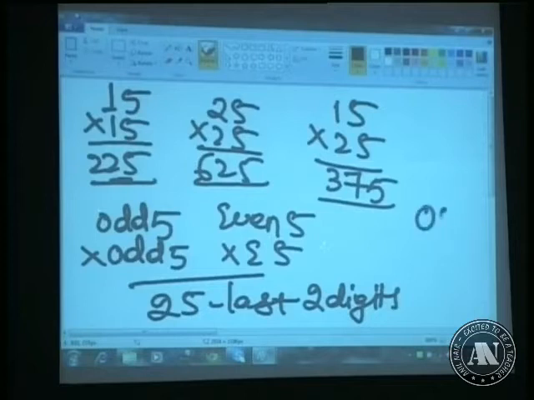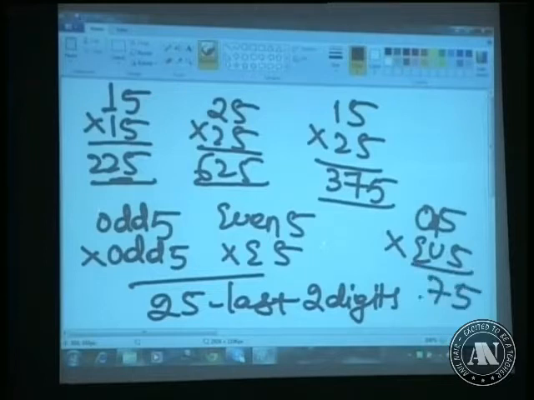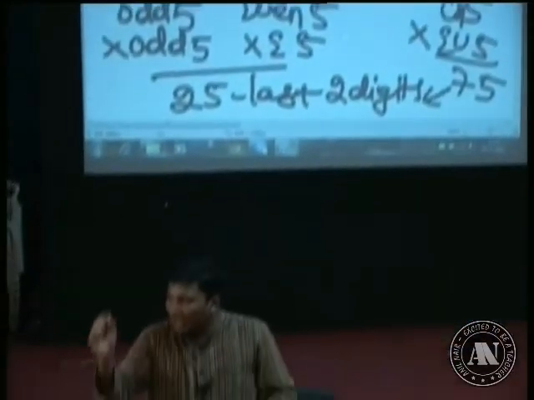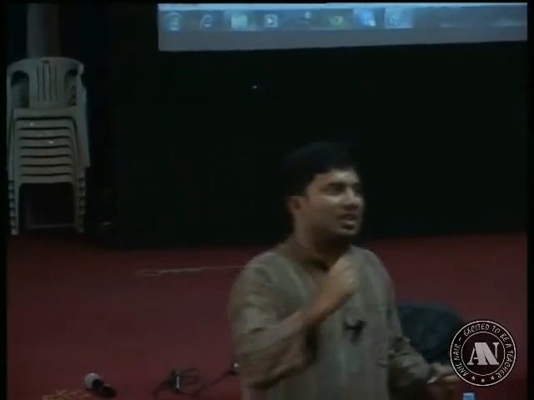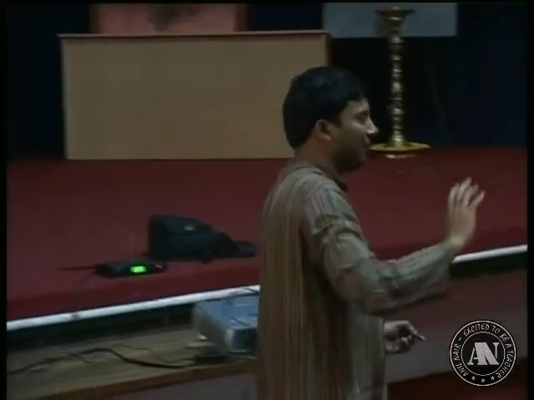When an odd number, 1 is an odd number, not 0, is multiplied into an even 5, what are the last two digits? 75. Please make a note, we will use it. When two odd numbers ending with 5 or two even numbers ending with 5 are multiplied, the last two digits are 25. Other than that case, odd into even or even into odd, the last two digits are 75.